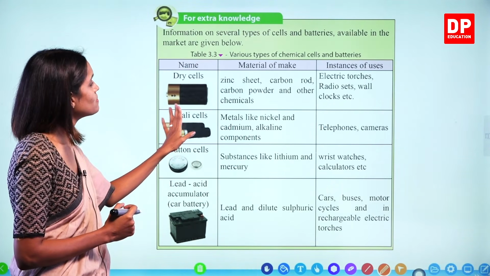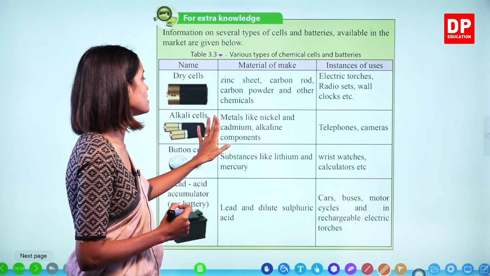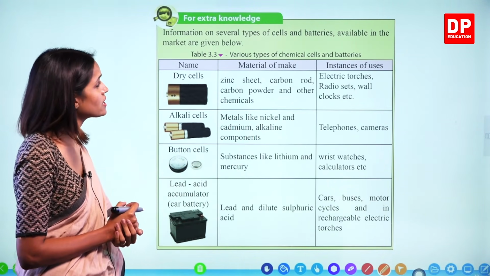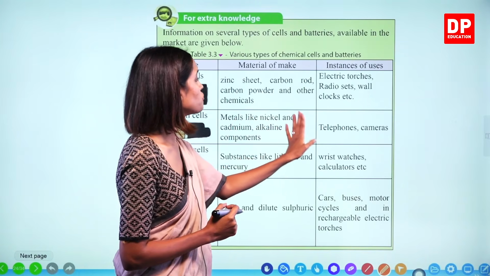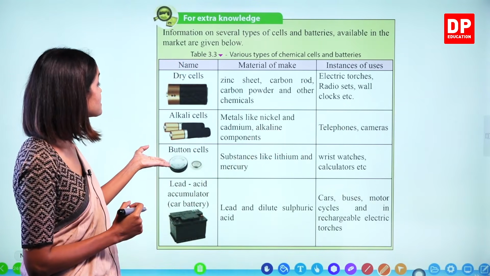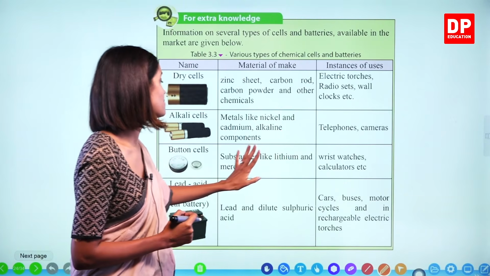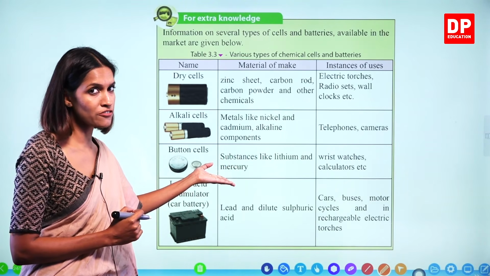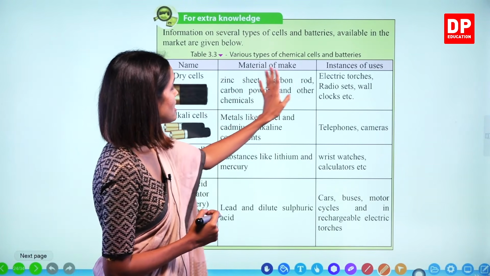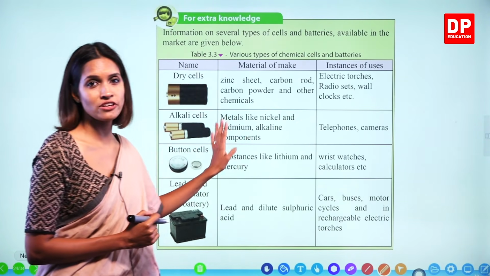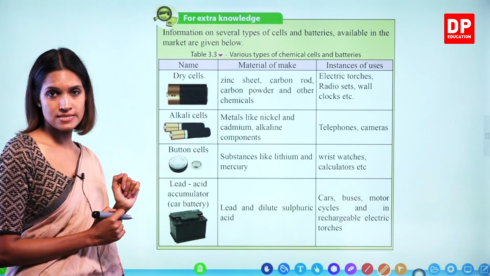Alkali cells: metals like nickel and cadmium and alkaline components are used as materials, right. So, what are the instances? In telephones, cameras. Button cells: in button cells, we can see substances like lithium and mercury. Now, mercury is a type of heavy metal, right? And instances, wristwatches, calculators, etc. We can see these button cells.